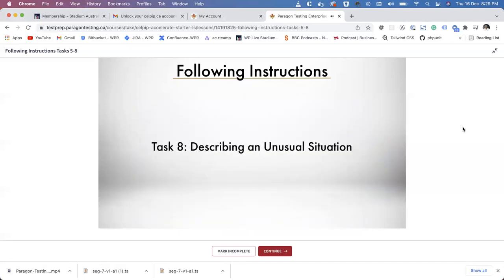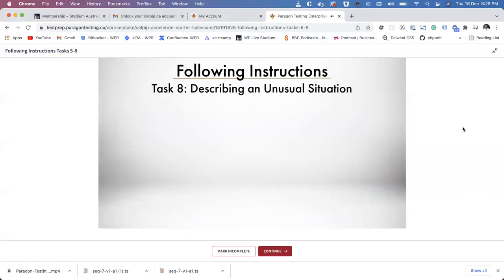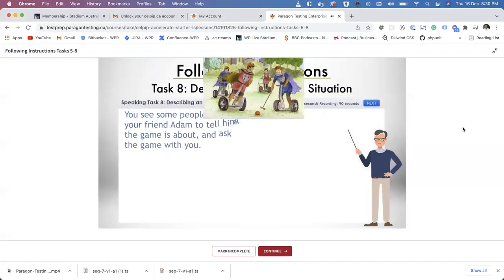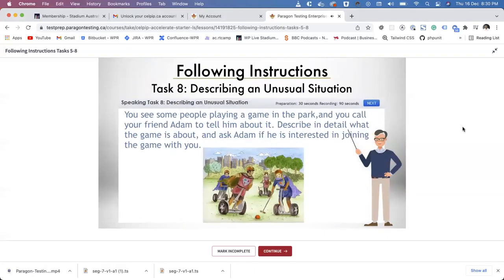In speaking task 8, describing an unusual situation, you may be asked to do more than just describe something. Let's look at this example. The instructions are, you see some people playing a game in the park, and you call your friend Adam to tell him about it. Describe in detail what the game is about and ask Adam if he is interested in joining the game with you.